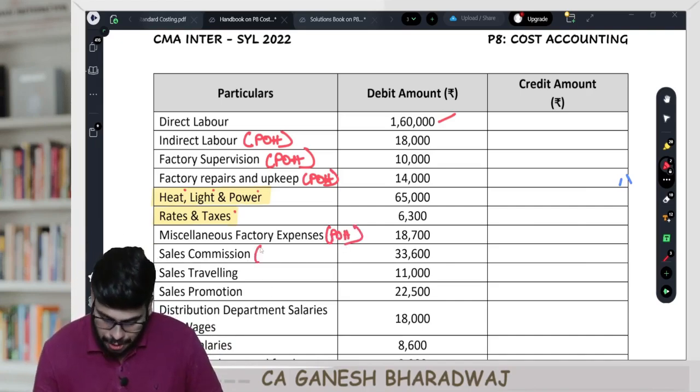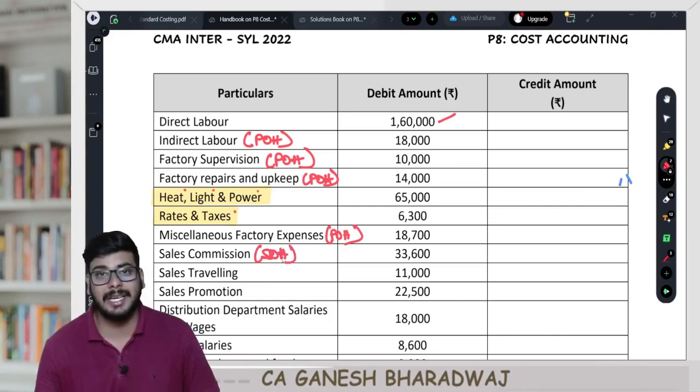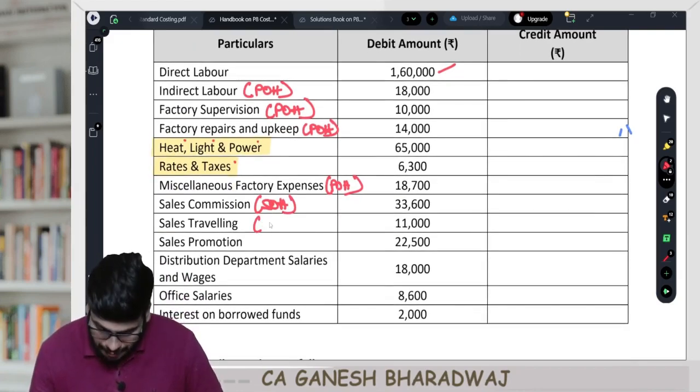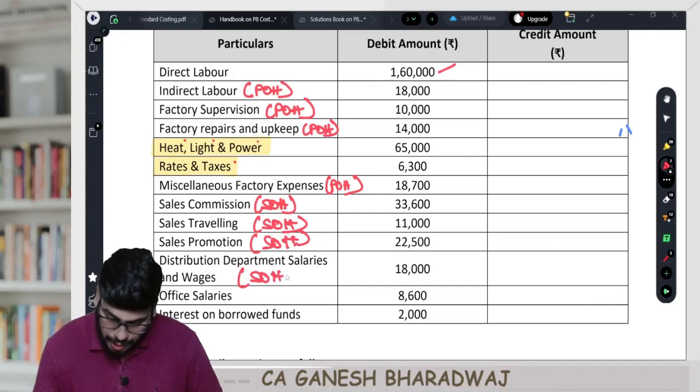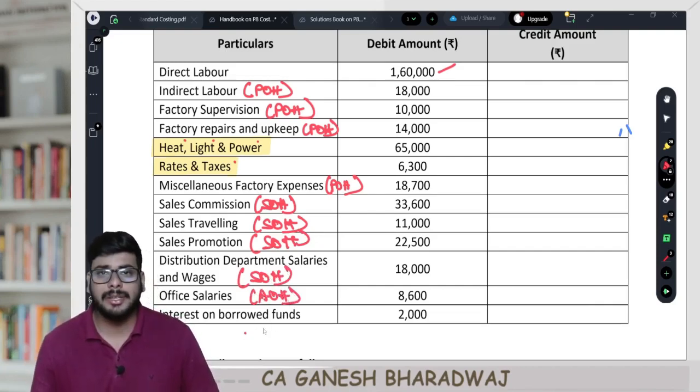Then sales commission, selling overheads, it's a selling related expense. Next, sales traveling, SOH. Sales promotion, SOH. Distribution department salaries and wages, selling related only. Office salaries, it's AOH. Now very important, interest on borrowed funds.